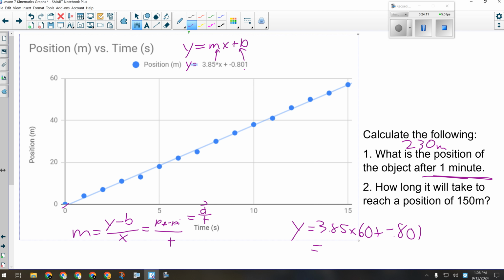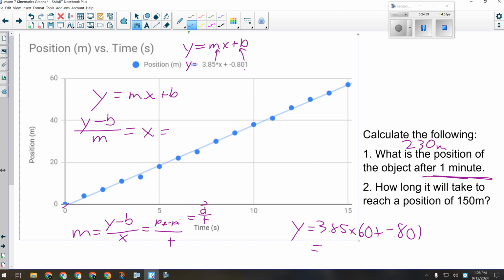Y or x? I'm looking for x. How long? That's time. I'm looking for an x value, and I know that because they tell me a position, which is a y value. Okay, so I'm going to take my y equals mx plus b, and I'm going to solve for x. I'm going to subtract b over to the other side, then divide both sides by m, and that will leave me with x.